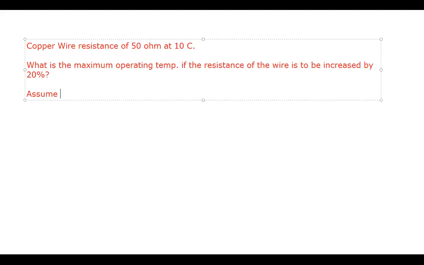Assume alpha at 10 degree centigrade is equal to 0.0041 per degree centigrade. First of all, are you getting my question or not? First of all, tell me.